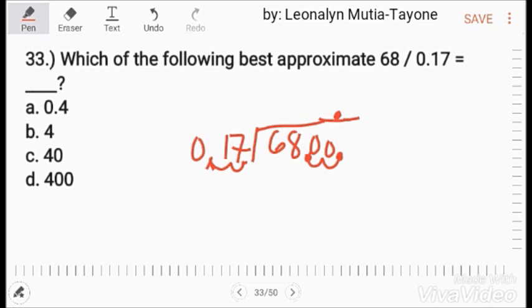Ngayon, itong 68 divided by 17, and that is 4. So, 68 din ito. Itong dalawang 0, itaas mo lang yan. So, the answer is letter D, 400.